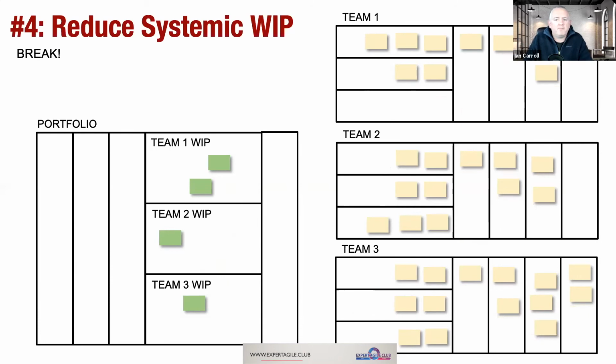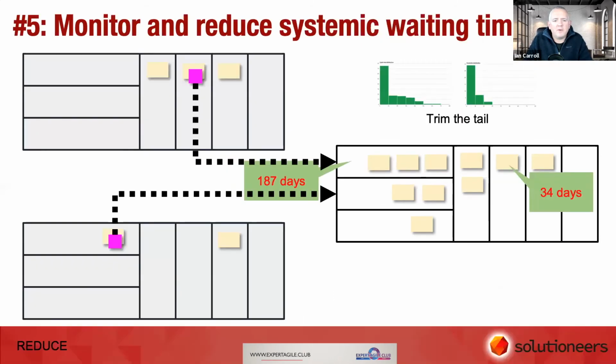Right, the next one. We need to monitor and reduce systemic waiting time. So if you think about when you hand off, you've got a blocker sticker here, which means we're blocked by this team here. We hand off and it sits in their backlog for, well, in this case, 187 days before they finally pick it up. And actually, even when it goes into play, maybe it sits there for 34 days waiting for a tester to become available, or maybe they're blocked by another downstream team. So again, we need to develop techniques and ways of measuring the systemic wait time.